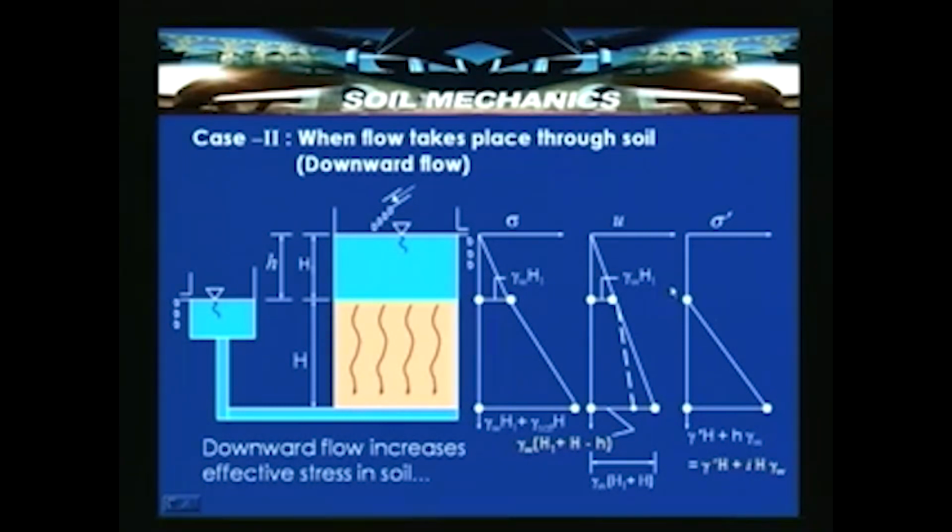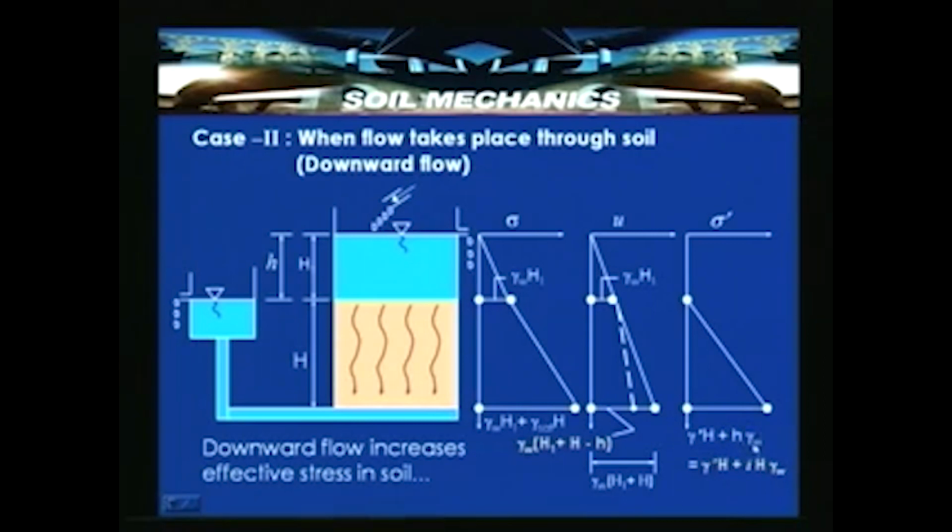Now, if you look at the effective stress, at this point the total stress is gamma W H1 and here it is gamma W H1, that means the effective stress is 0 at this point. So, in this zone it remains unchanged, but when you come to the bottom, because of the change in pore water pressure, the effective stress increases. Why? Let us look here. Total stress is gamma W H1 plus gamma sat H, minus this particular ordinate, gamma W into H1 plus H minus small h. If you simplify this, it reduces to gamma dash H plus h gamma W.